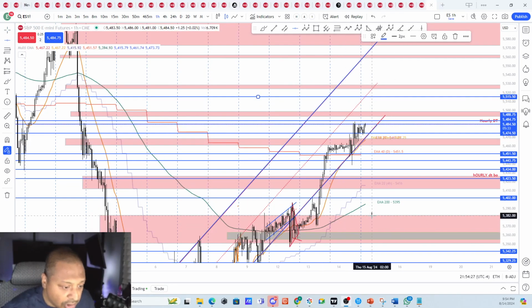Now, I also wanted to bring your attention to the fact that this was the first leg up, this was the second leg up, this was the third leg up, and we have the fourth leg up as well. So there is a big possibility that we do not get above this hourly double top or the RTH double top that we had, and we actually start getting rejected from there and we start coming down.